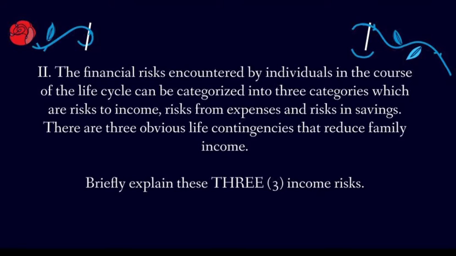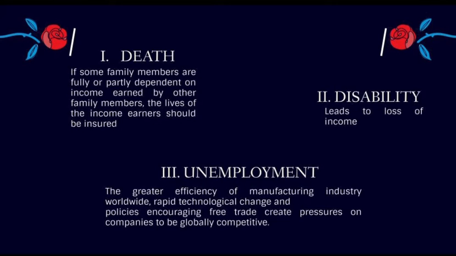Next, the second question is that the financial risks encountered by individuals in the course of the life cycle can be categorized into 3 categories, which are risk to income, risk from expenses, and risk in savings. There are 3 obvious life contingencies that reduce family income. Briefly explain these 3 income risks. So firstly is death. If some family members are fully or partly dependent on income earned by other family members, the life of the income earner should be insured. The most obvious need is for the support of orphans.